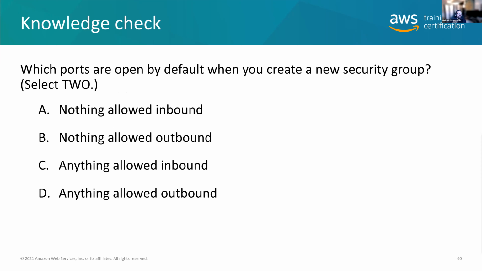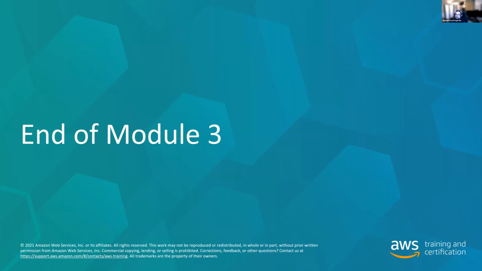What is open or closed by default when you create a new security group? Which is open and which is closed by default? Which two? Two of these. Nothing is allowed inbound and anything is allowed outbound. A and D. I see those answers. Spectacular. Okay. That is the end of module 3. Questions about VPC networking, subnets, IPv4 versus IPv6.